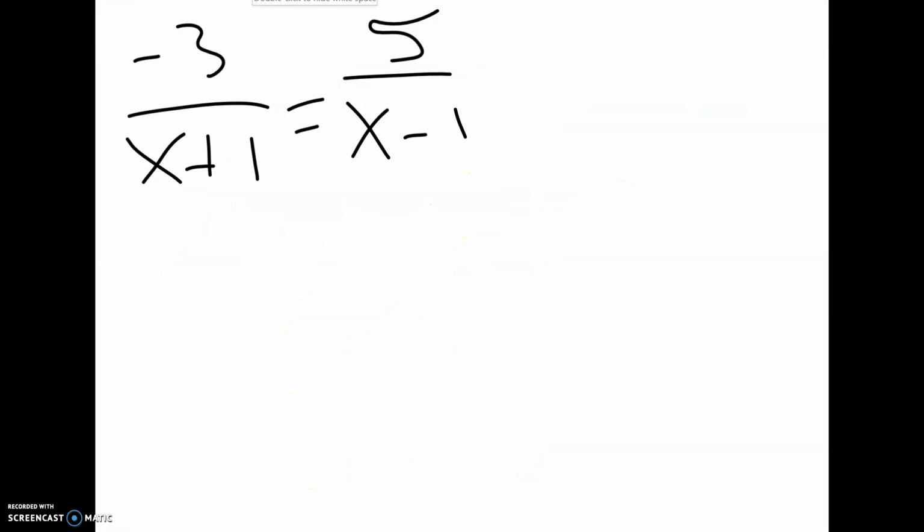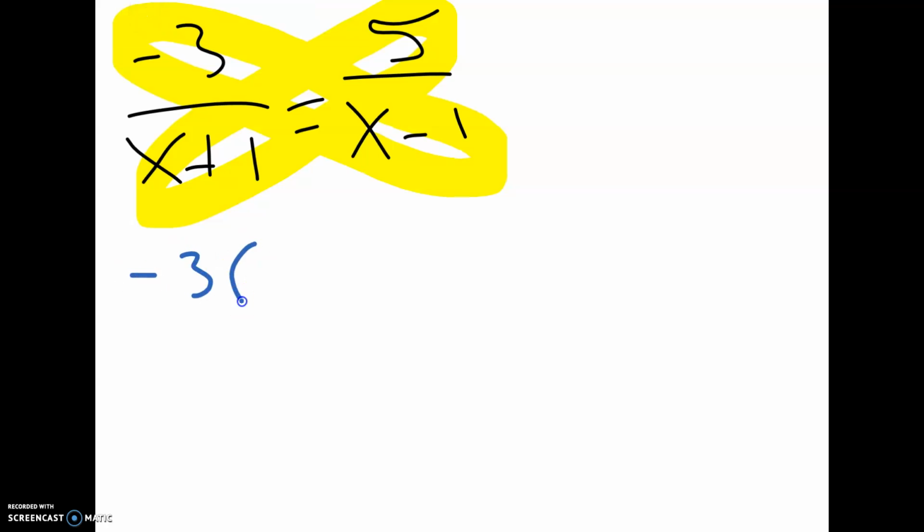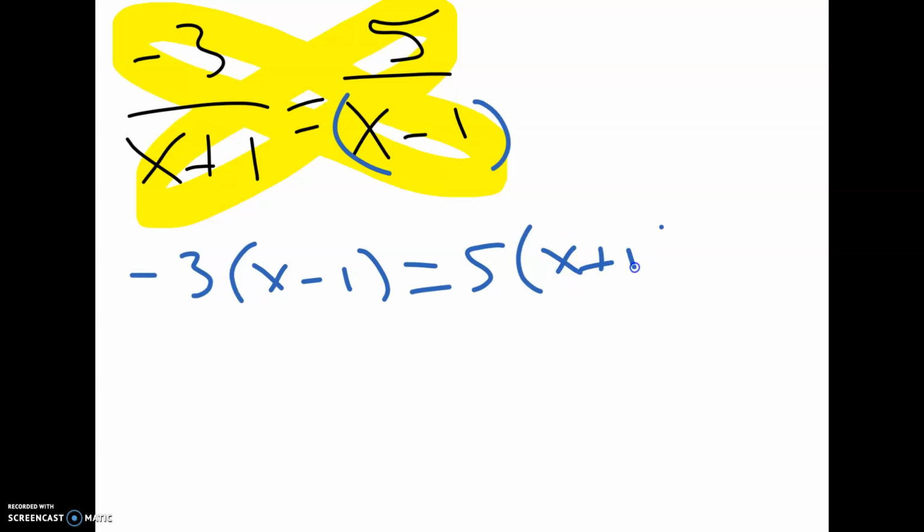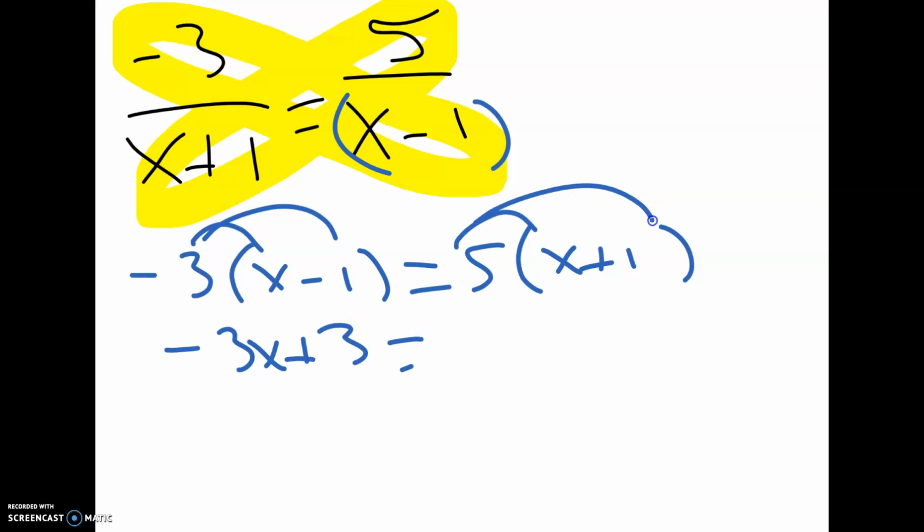Okay, so again, this would be impossible to scale up in your mind because it would be hard to know what it is. So what you can do is cross multiply, and what you're really doing there is just clearing the fractions. So I have -3, but notice it's times all of that, x minus 1, and I have 5 times all of that. All right, and so I need the distributive property, so I can clear those parentheses out, and 5x plus 5. And be careful over here, a negative times that is fine. A negative times negative is a positive, so just watch that.